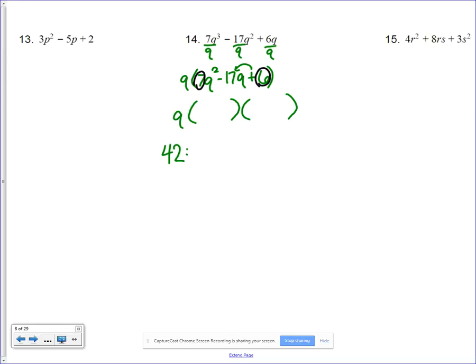Say it again. 6 and 7? 6 and 7 multiply to 42, but 6 and 7 only add to 13. We want factors of 42 that will add to 17.